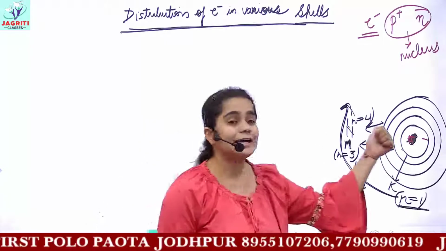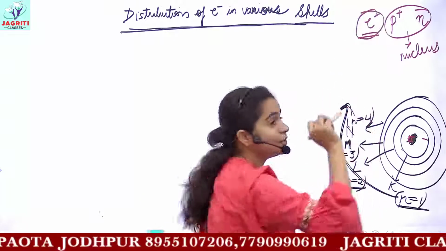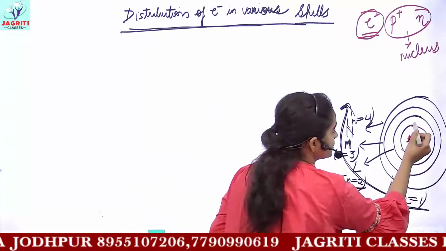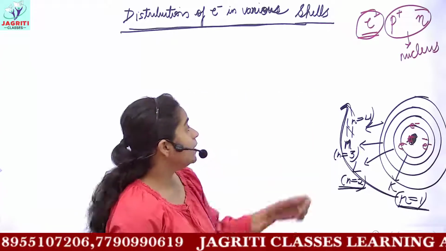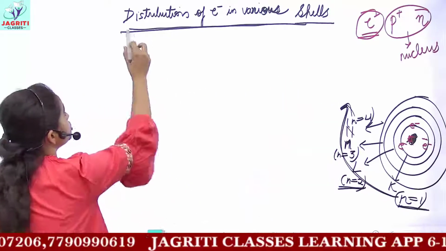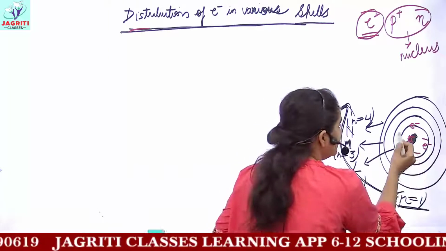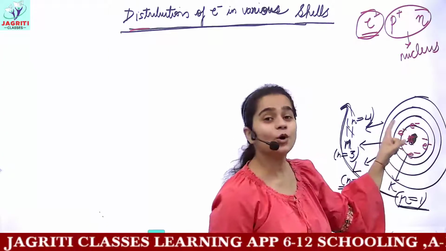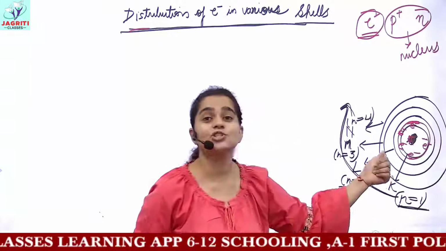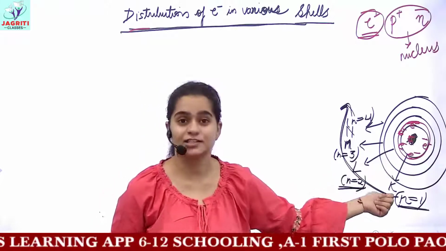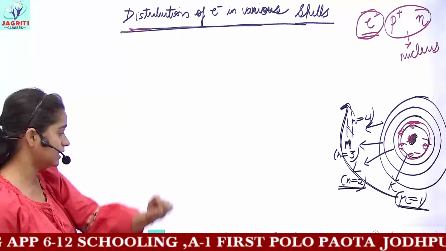If not inside the nucleus, these electrons are present in definite locations. So these electrons are present in these shells. But now we have to see the distribution. How many electrons can come in a particular shell? After studying these rules, you will say this arrangement which I drew just now is totally incorrect. So we have to study the distribution of electrons in various shells.